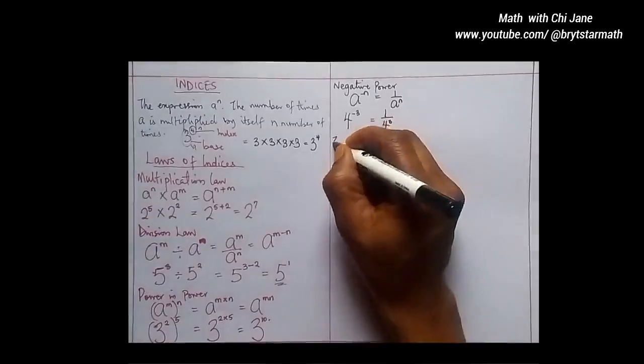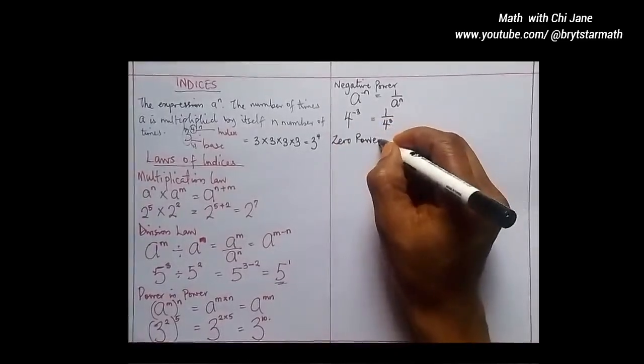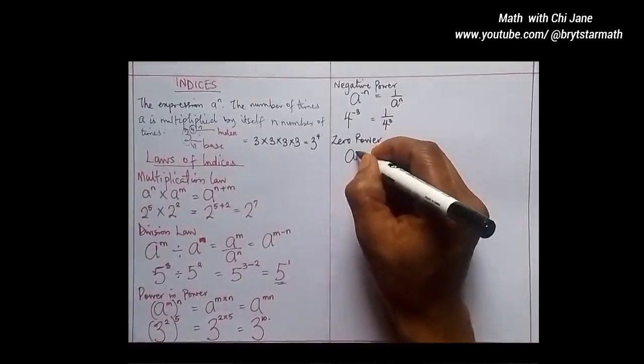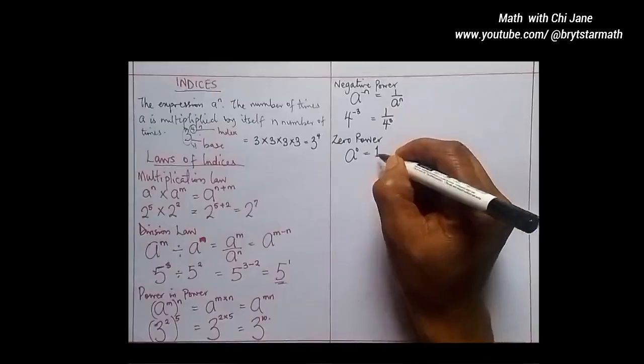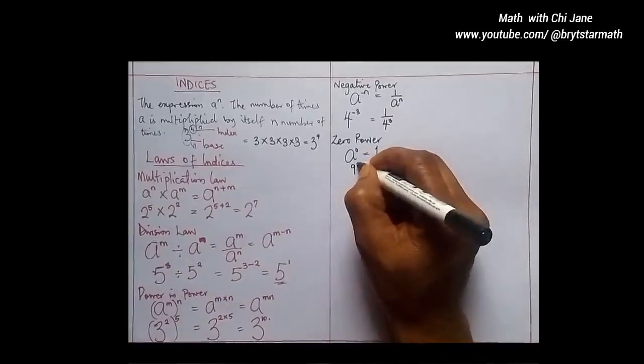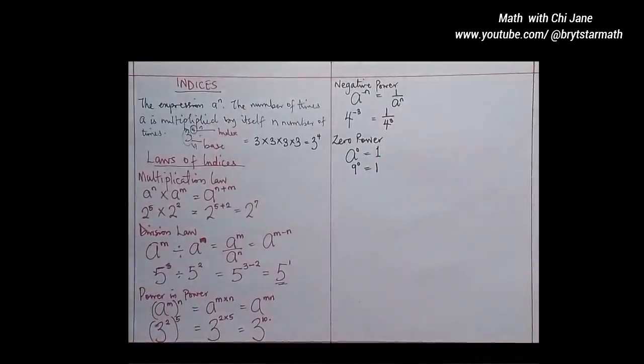Then we also have the zero power law. Zero power law states that whatever number or letter raised to the power of 0, that gives you 1. So if it is 9 raised to the power of 0, it's 1. Even if it is 1000 raised to the power of 0, that equals 1. That's for zero power law.